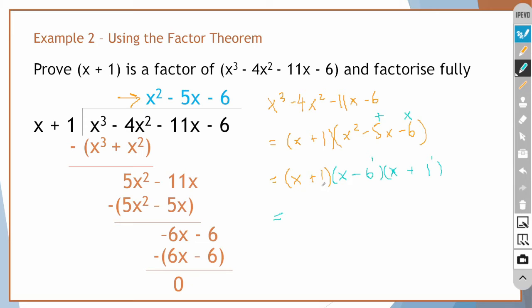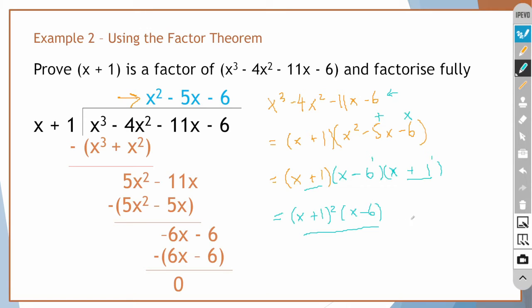So as you can see, we've got an x plus 1 here, and an x plus 1 here. So of course we can bunch these together and say x plus 1 all squared, and then we've still got this factor of x minus 6. So this is the original polynomial fully factorized, and that's the answer to this question.